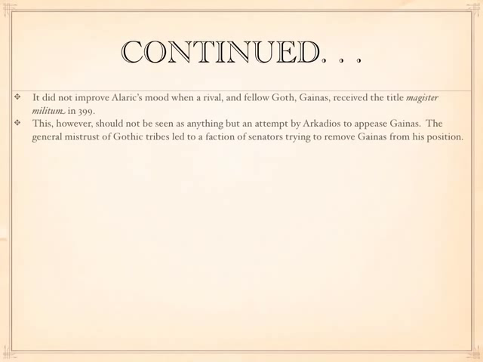So, it's hard to believe that Alaric would have fared better politically had he been given the title as well, or instead of Gainas. And perhaps Alaric should have taken note of just how strong the anti-barbarian sentiment was in Rome by looking at the fate of Gainas.